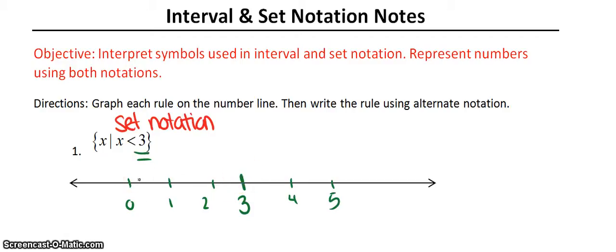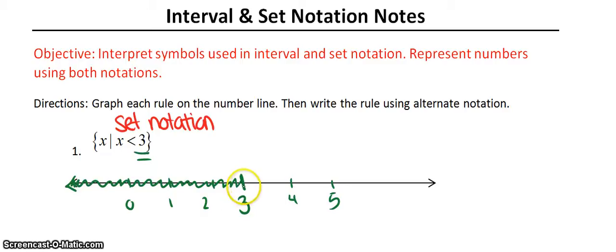Now, if we want to graph this on the number line, we don't only want the value of 3. This says we want all of the x values that are less than 3. So all of the x values that are less than 3 are going to go to the left on the number line, or get smaller. So I just want you to shade those in.